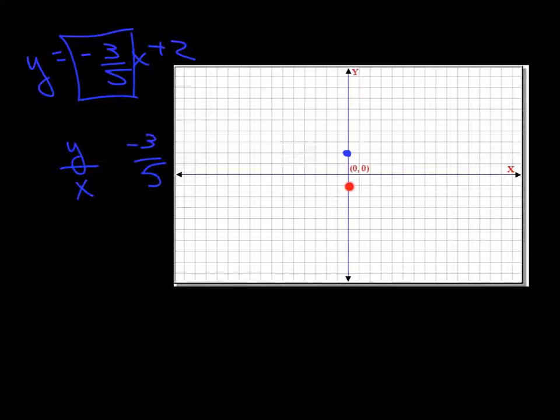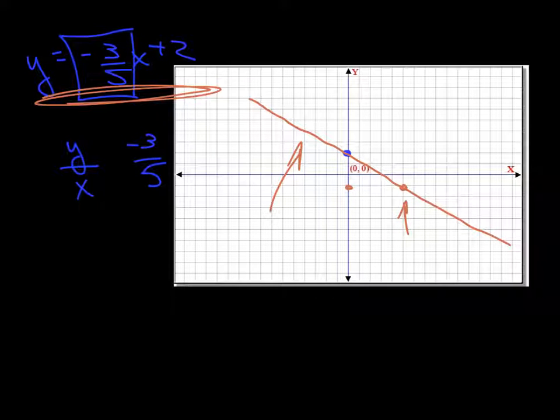Then we're going to move left or right 5. Now we're going to move right 5 because right is positive. 1, 2, 3, 4, 5. And that is a second point. Now we can draw a line from here to there. And there's the line, and there's the equation of the line that we just drew. That's all there is to it.